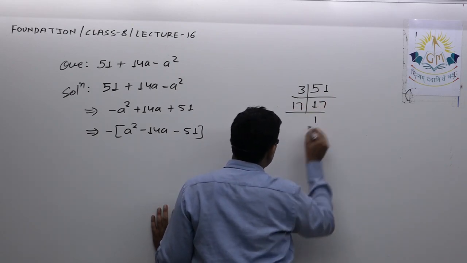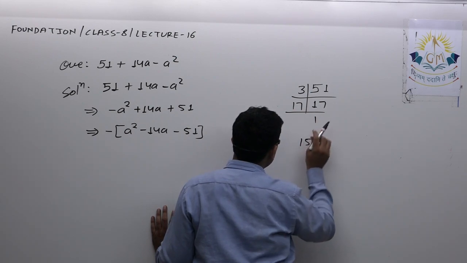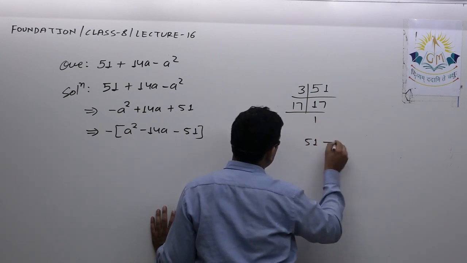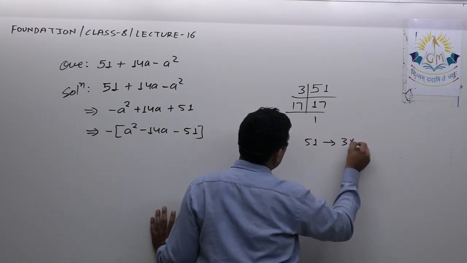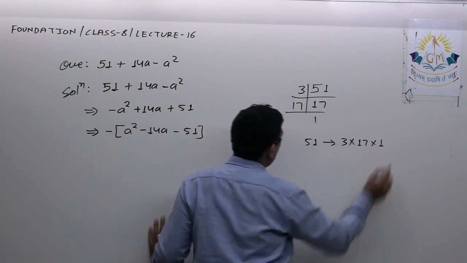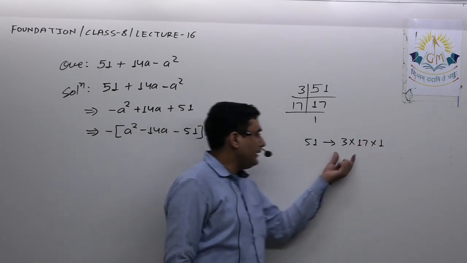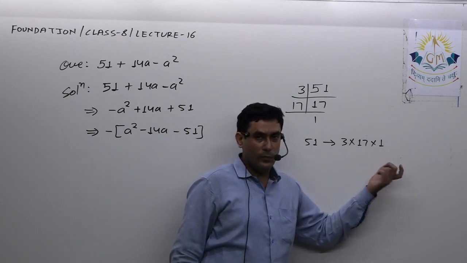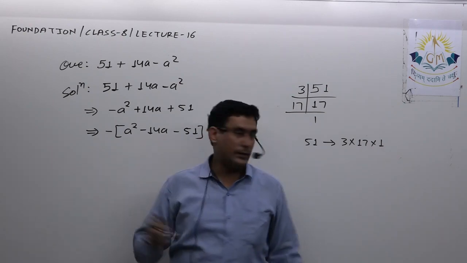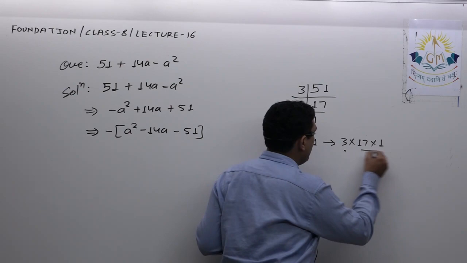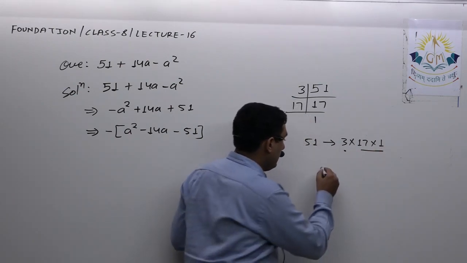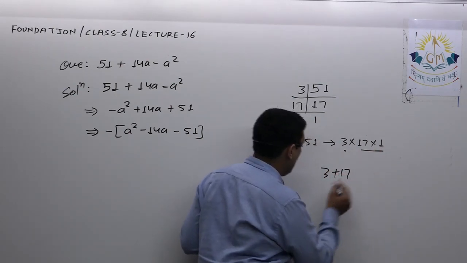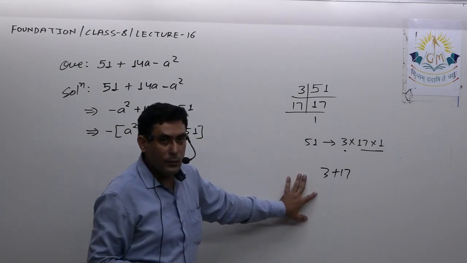Okay, 17. So there are only two factors. Other than 1, there are only two factors, 3 and 17. So it is easy to find the correct combination. Either these two and 1, so 51 and 1. Definitely you won't get 14. So 3 and 17. Now 3 plus 17 is not the correct option because it is 20 and here we have 14.